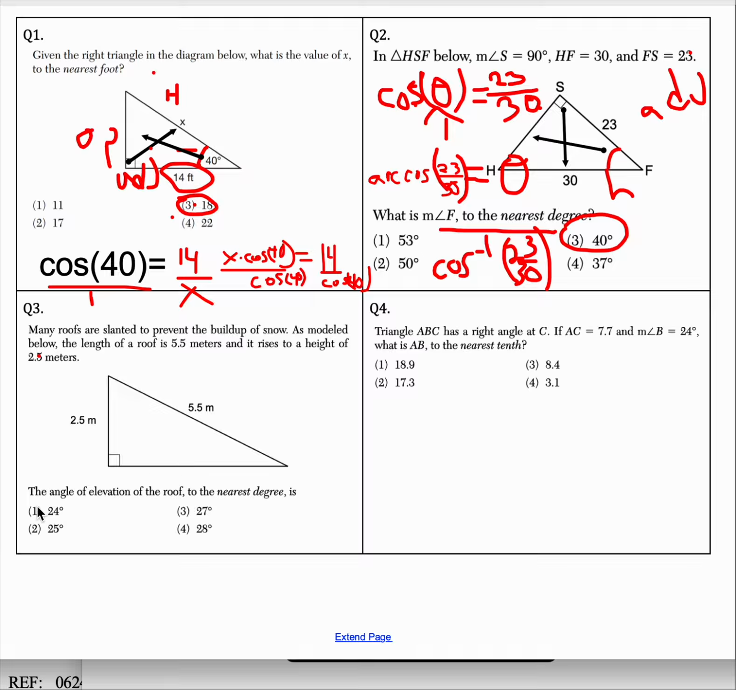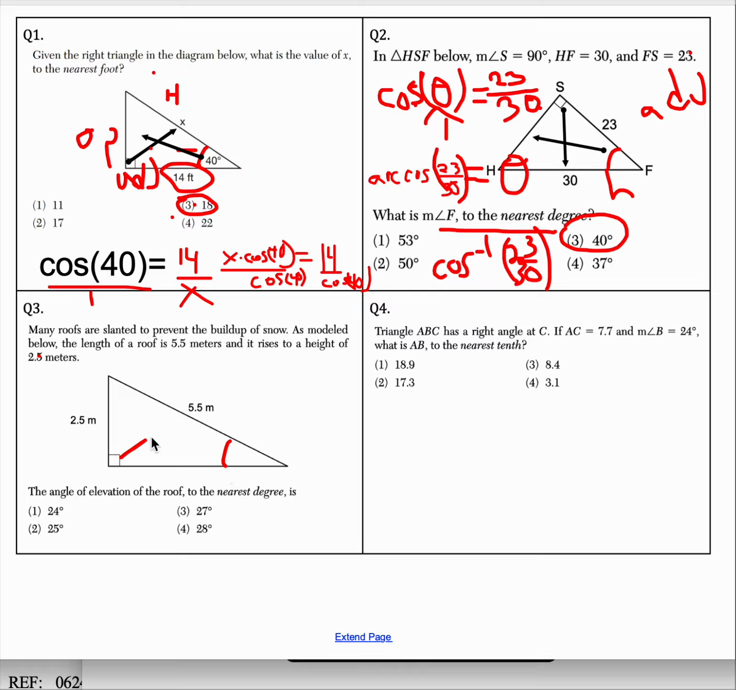The angle of elevation, right? Because this is elevating up. The angle of elevation of the roof to the nearest degree is, so we're looking for the angle of elevation. That means we're looking at the angle that's down and going up. Depression is going from up to down. We're going from down to up, okay? So we're looking for this angle.